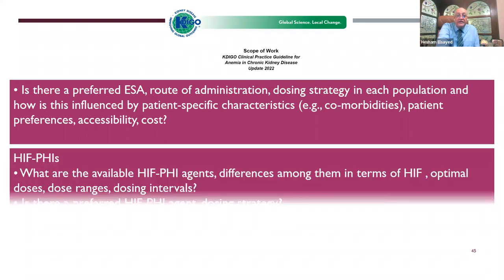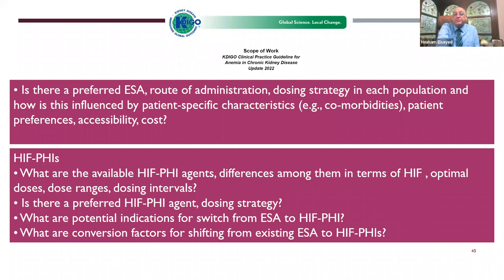What is the route of ESA administration? What is the preferred type for each patient? And what is the nature of hypoxia-inducible factors, prolyl hydroxylase inhibitors, and their strategy when to switch from ESA to HIF and the reverse, and what is the dose we should apply on that?